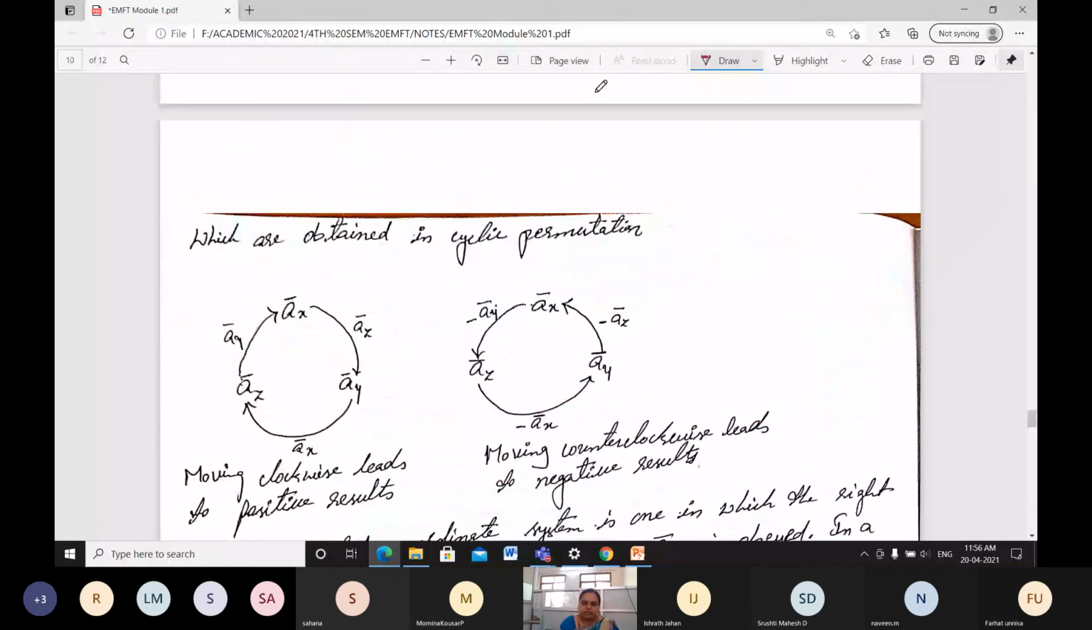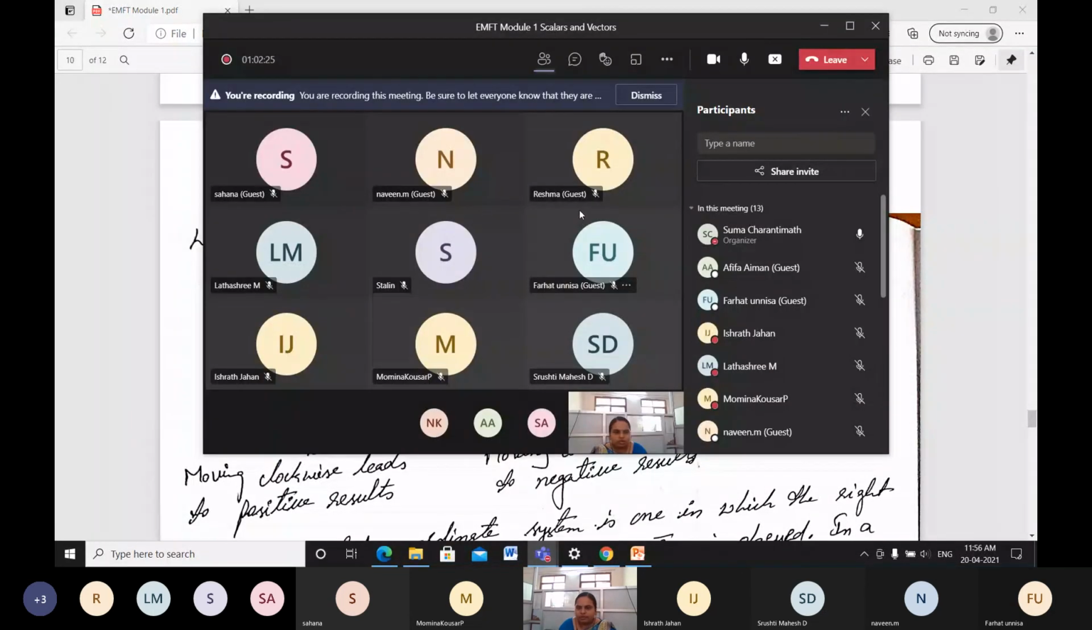Okay, we'll stop here. We'll continue in the next class. Did all of you understand? Already you learned what vector A and vector B are, how to represent them, how to add them, and how to multiply them. But here the extra things are the cross product and the dot product. All of you got this?